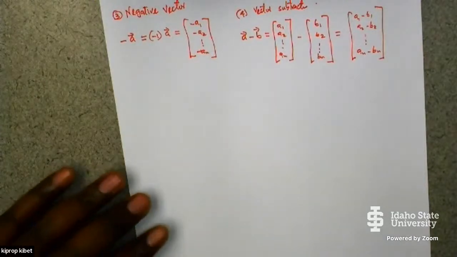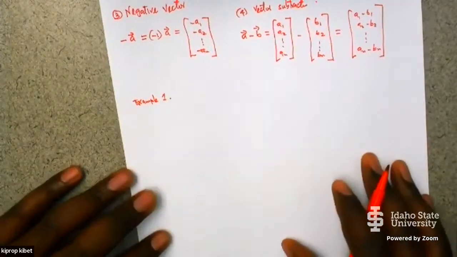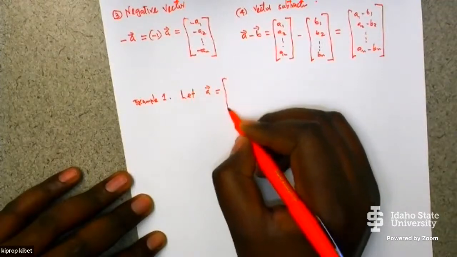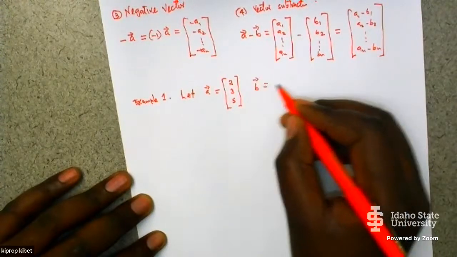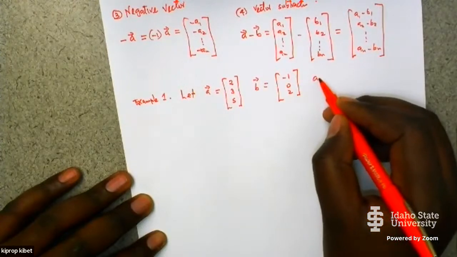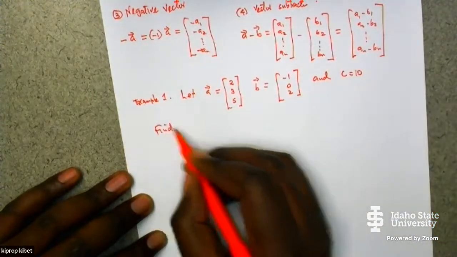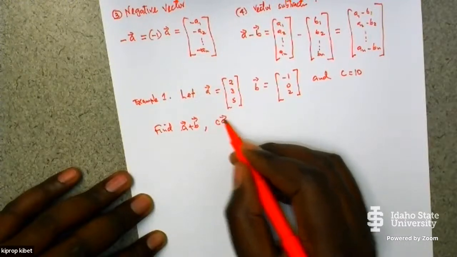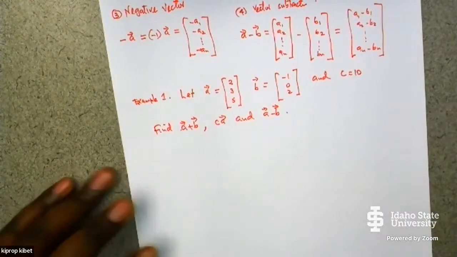Okay, now example number 1. Let the vector A equal (2, 3, 5), the vector B equal (-1, 0, 2), and c equal 10. Then find A plus B, cA, and A minus B.